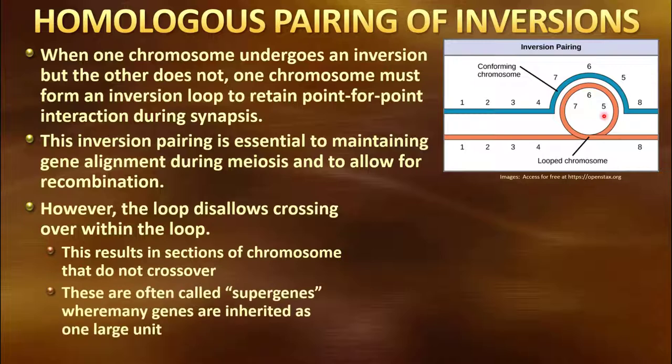Sometimes they get inherited as one big package deal. If you can't get a crossover there, then 5, 6, and 7 are never going to recombine. They're always going to be in the same combination of traits. And we refer to those combinations as supergenes, where you have many genes being inherited as one big unit. Right now, because we can't get a crossover in between 5, 6, and 7, whatever those genes are, they're basically acting like a single gene.